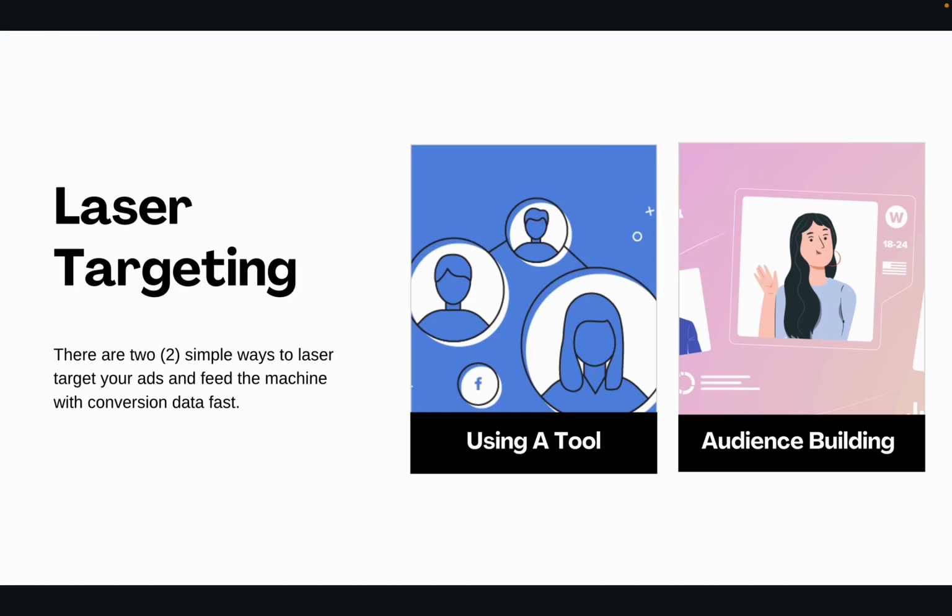Now, in the last video, I told you there were two ways you could laser target your ads and feed the machine with conversion data fast. The first one was using a tool, which we have already talked about extensively. And the second one involves building your own custom audience, and I'm going to show you the strategies. We've already talked about how you can use the tool, so let's move over to the next lesson.